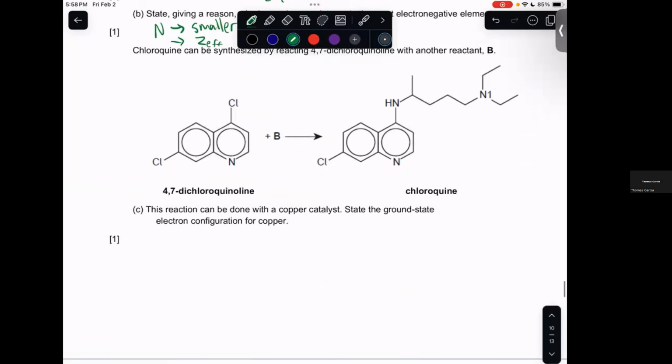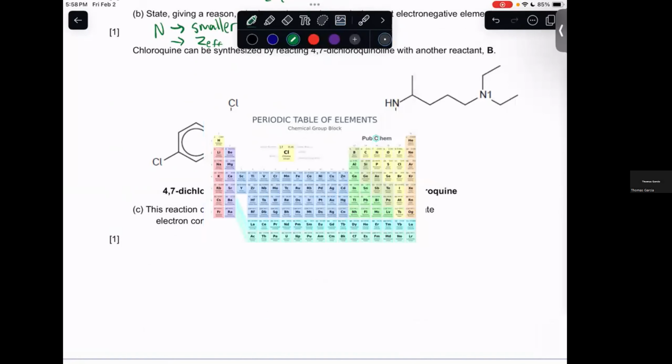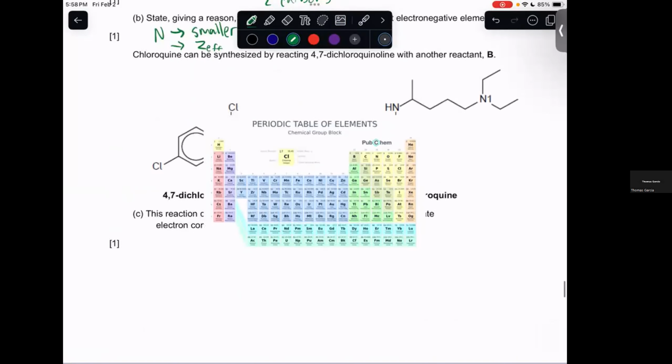All right. This reaction can be done with a copper catalyst. State the ground state electron configuration for copper. Well, if we look at our periodic table, which I'm just going to pull up again. Whoops. Come on.